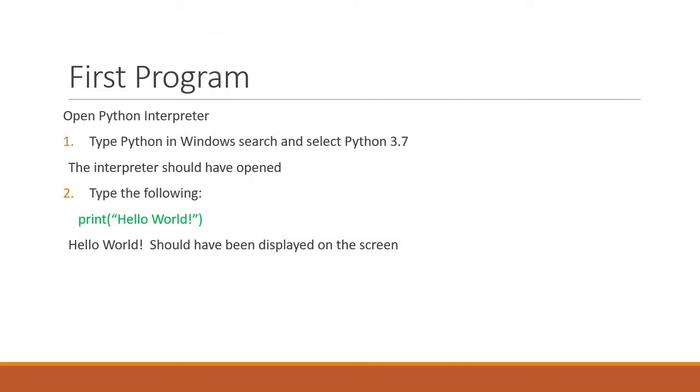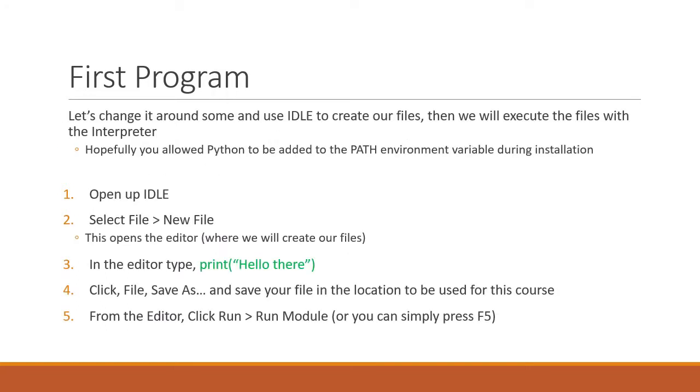We're going to use our IDLE environment, right? And that's what we're talking about right here. So let's change it around some. Let's use IDLE to create our files, and then we're going to execute those files with the built-in interpreter in IDLE right now. Now, hopefully you allowed Python to be added to the path environment during installation. You check that box down there at the bottom. So these are the steps we're going to go through.